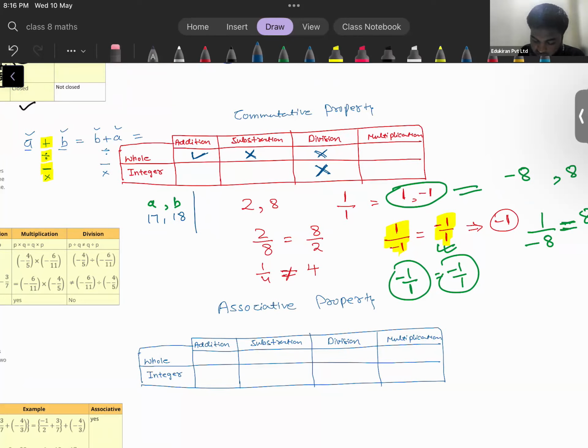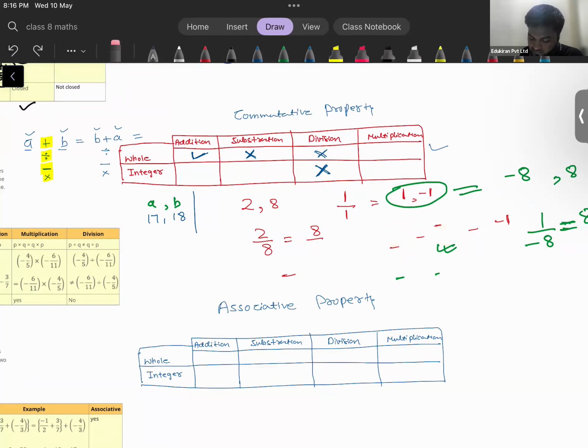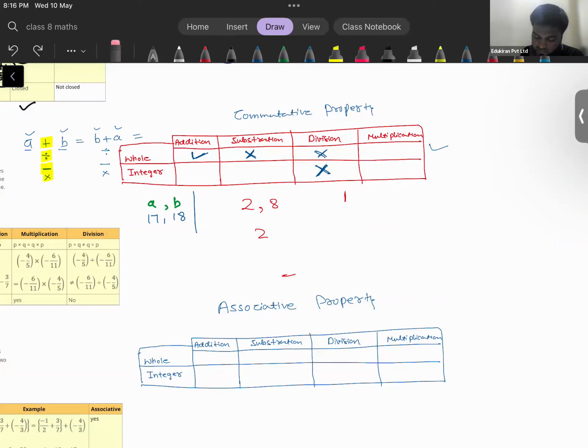Wait a minute. Multiplication is remaining for whole numbers, right? It will be the same. Like 2 into 3 is 6, and 3 into 2 is again 6. Exactly. So we see that multiplication is commutative for whole numbers. No need to discuss this, that is very simple. What about addition for integers like minus 3 and minus 5? Is it the same as minus 5 plus minus 3? Are the two values the same or not?